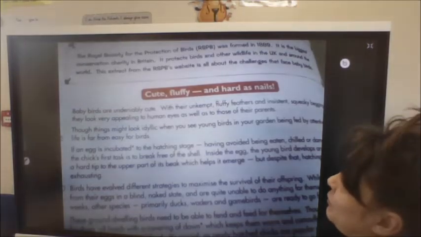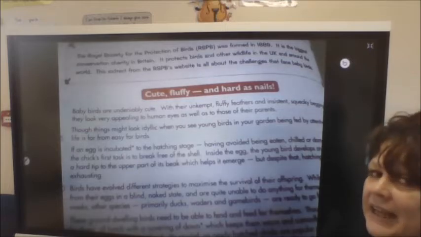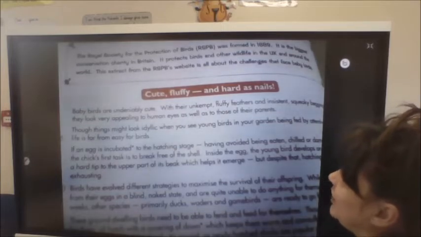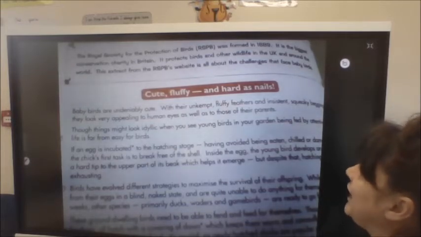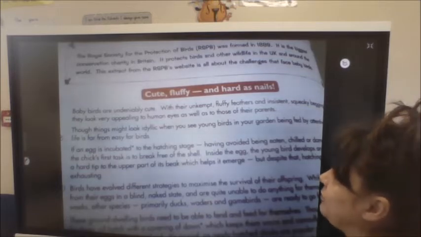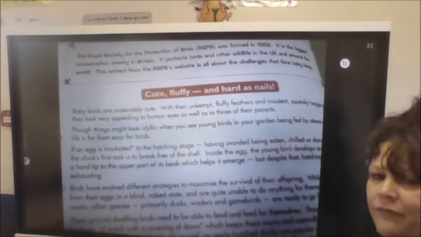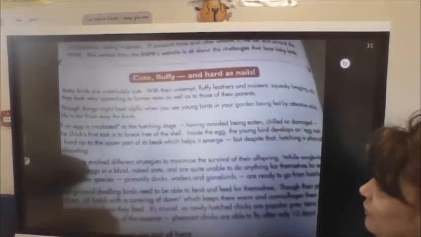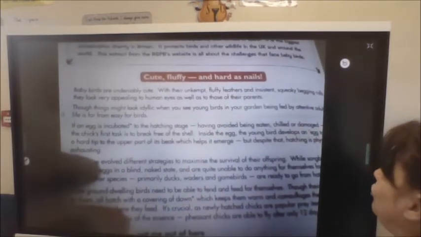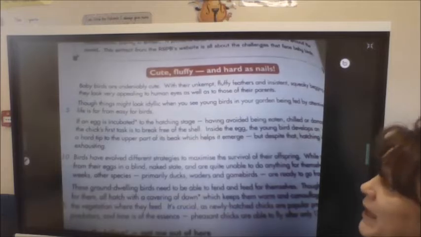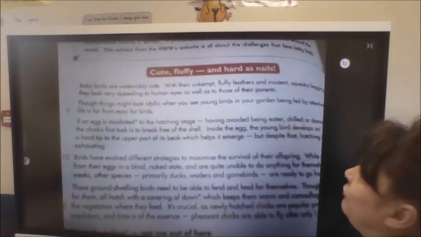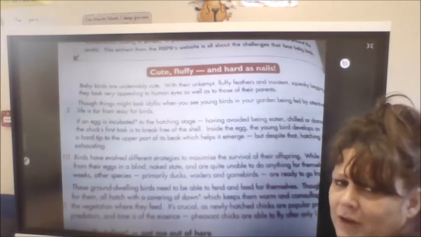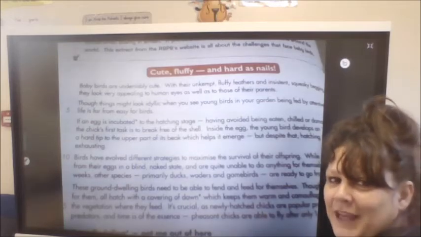So the Royal Society for Protection of Birds, the RSPB, was formed in 1889, so it's been going a long time. It is the biggest conservation charity in Britain. It protects birds and other wildlife in the UK and around the world. And this extract from the RSPB's website is all about the challenges that face baby birds. We're coming into that time of year where there's going to be lots of baby birds around, and it's what we need to do and how we look after them. So the heading is cute, fluffy, and hard as nails, because they might look cute and fluffy, but they've got a few tricks up their sleeves, these baby birds, so that they survive.